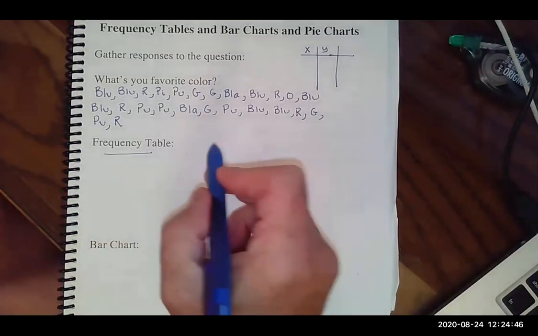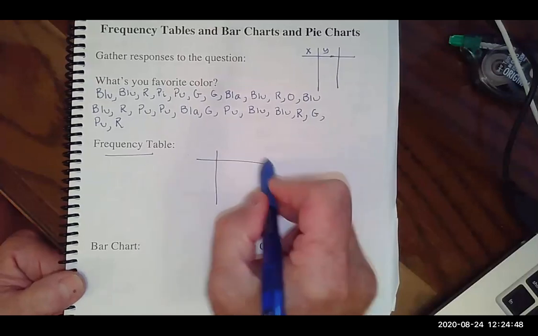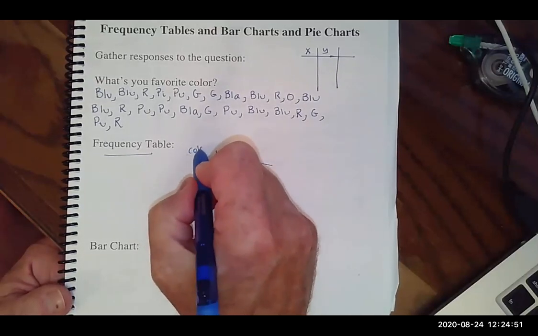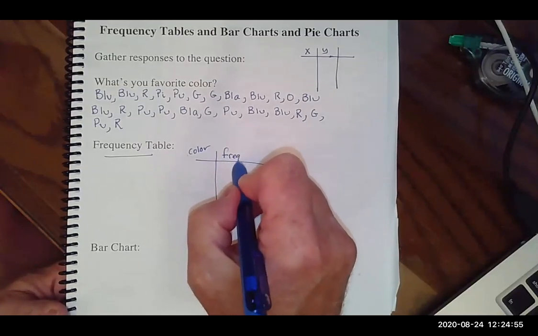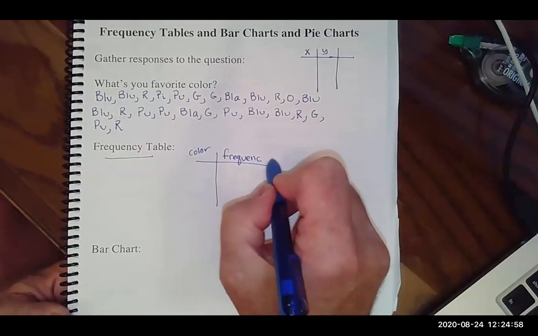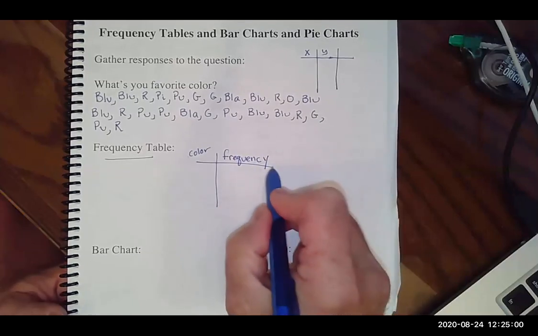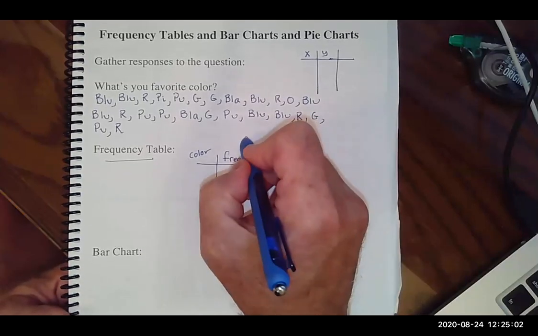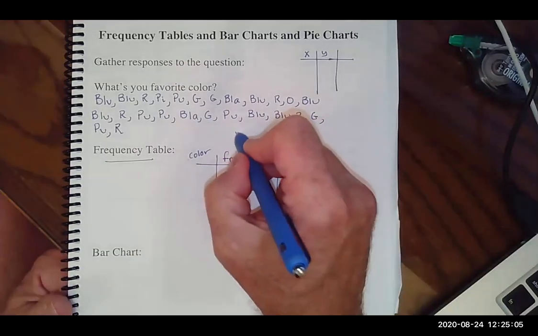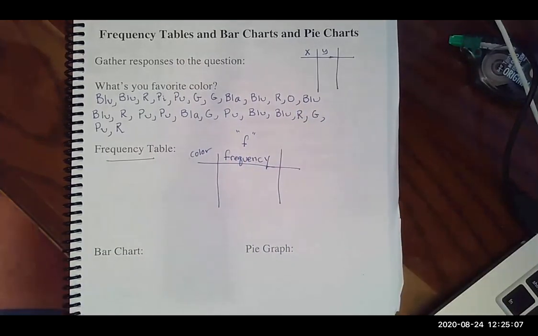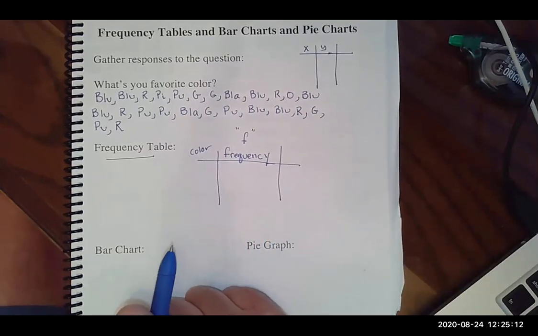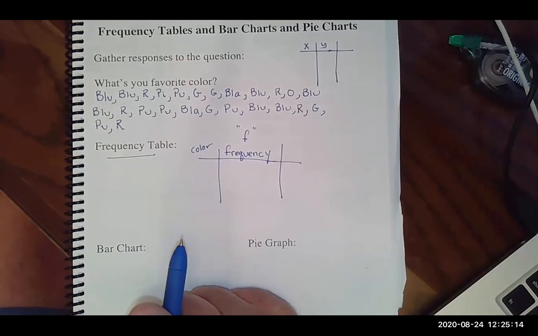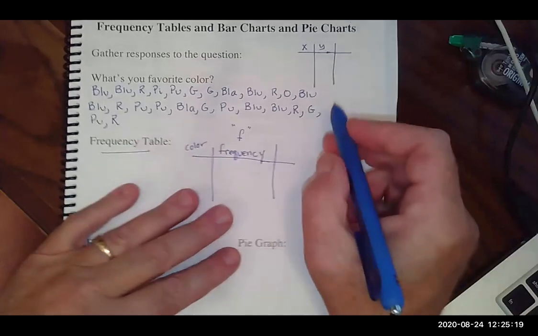Now, a frequency table, title it color, and we'll put frequency. And then the letter F sometimes is enough to represent frequency. Now, your textbook sometimes will include, just before frequency, a column that's called tally. It'll look like this.